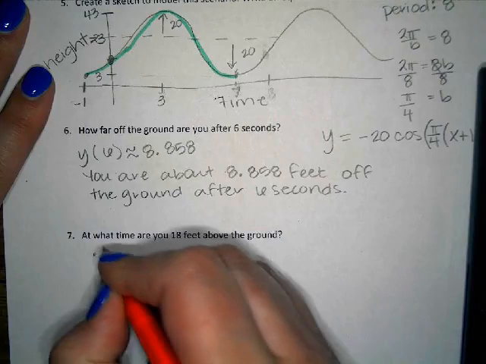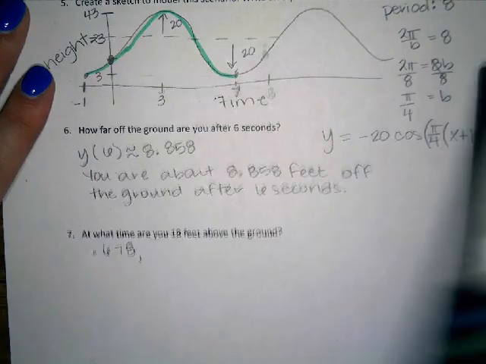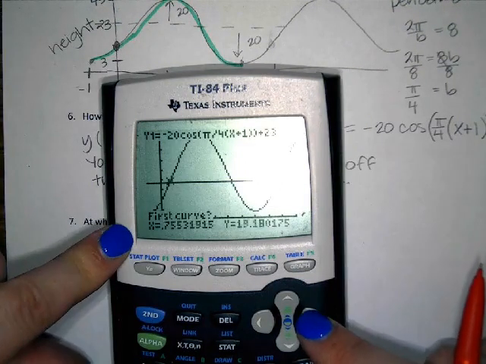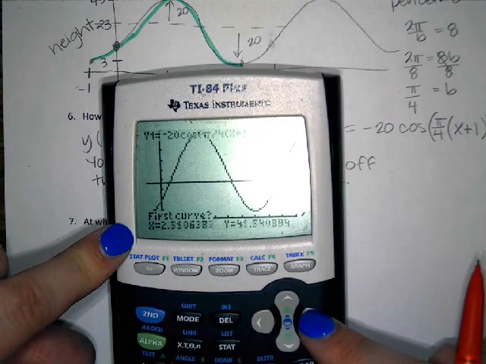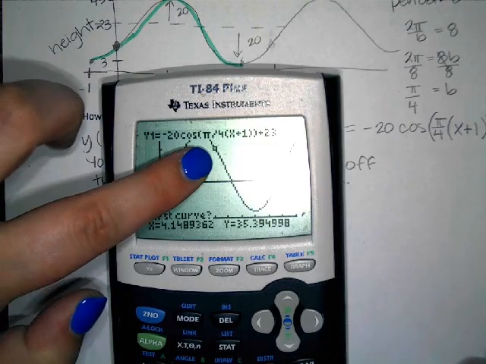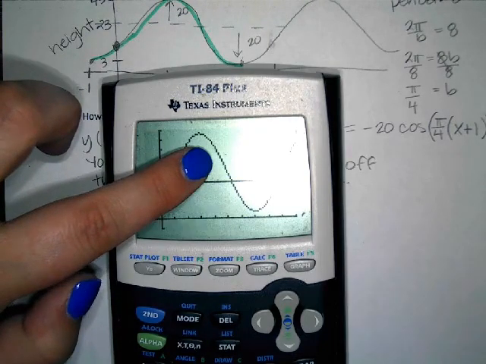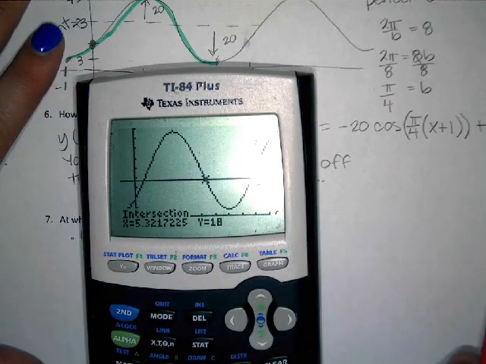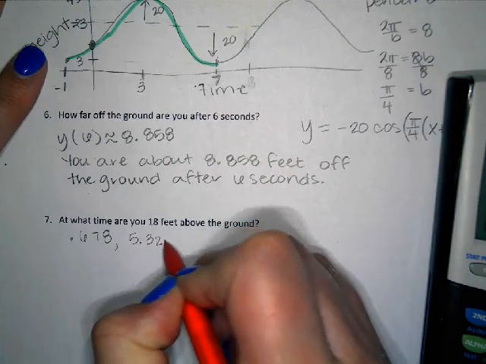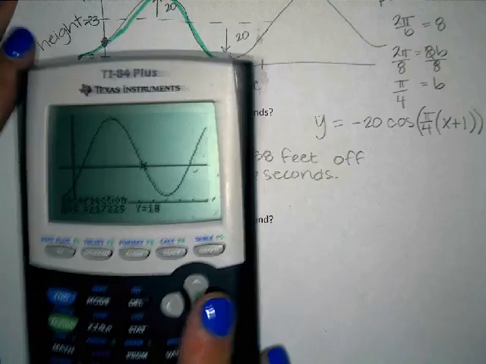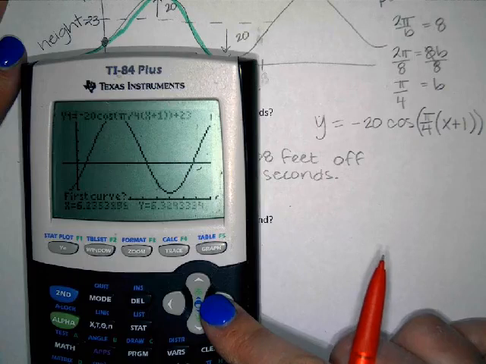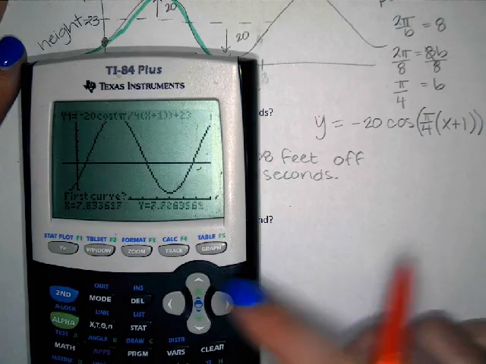Then I'll do it again. Second trace, number 5. I don't have to be on the intersection, I just have to be closer to that one than the other 2. So right here is my cursor. Enter, enter, enter. It's going to find this one. 5.322. Okay, can find the next one. Second trace, number 5. Enter, enter, enter. 8.678.